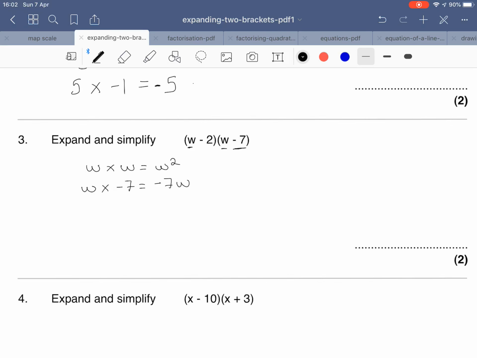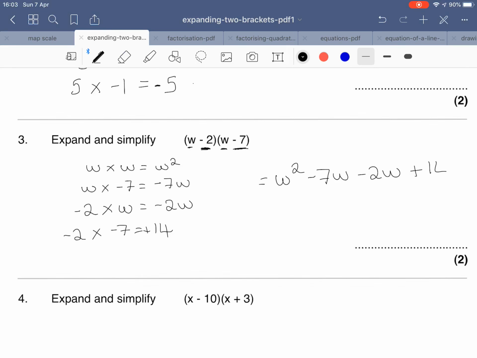Now I'm going to do the inside one. So the minus 2 times the W. Minus 2 times W is minus 2W. And the last one's minus 2 times minus 7. Now 2 times 7 is 14, and a minus times a minus is a positive, so it's just plus 14. So we collect those together. So first I've got W squared minus 7W minus 2W plus 14.